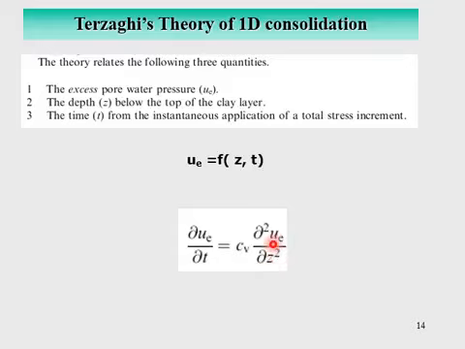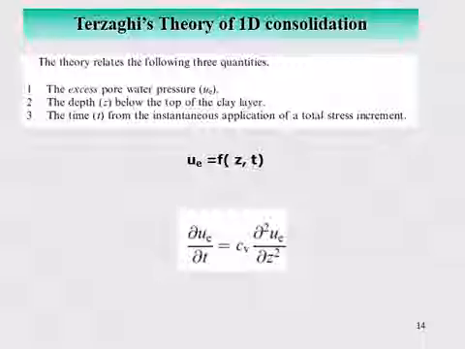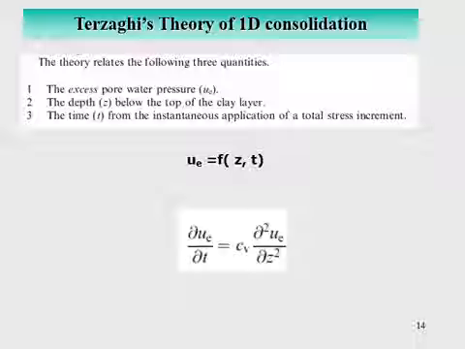So in a clay layer, at any point that you pick, you can know how excess pore water pressure would vary with time, right? So this relationship between these three parameters, excess pore water pressure, depth and time, was first derived by Terzaghi, and it's called Terzaghi theory of one-dimensional consolidation, because we are discussing consolidation only in the vertical direction.